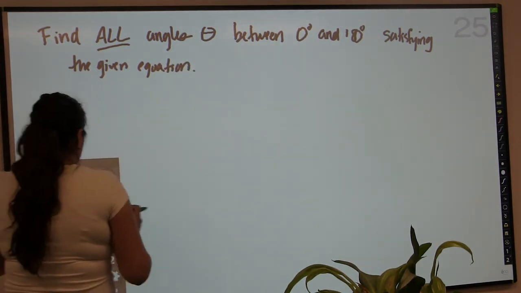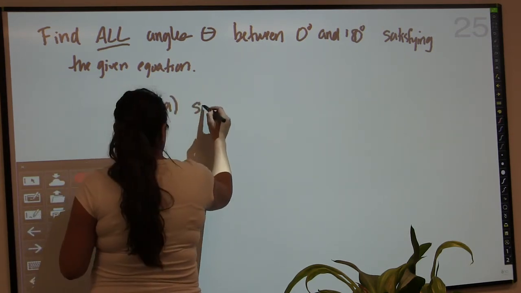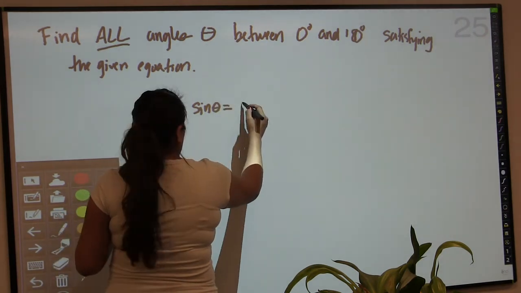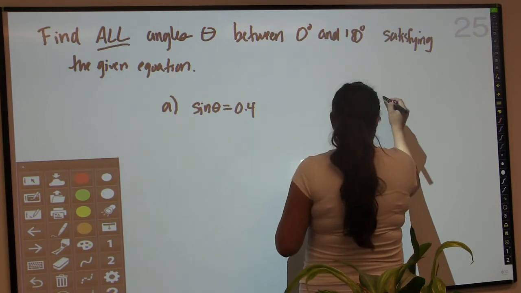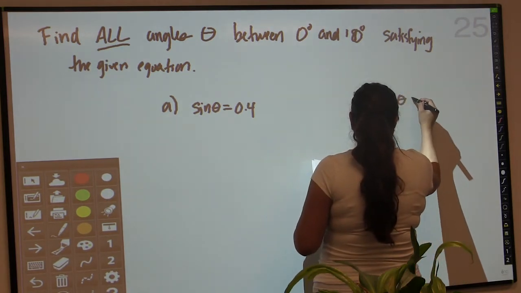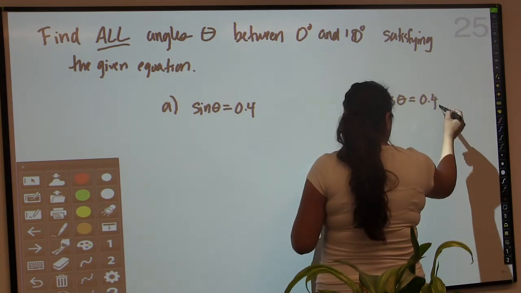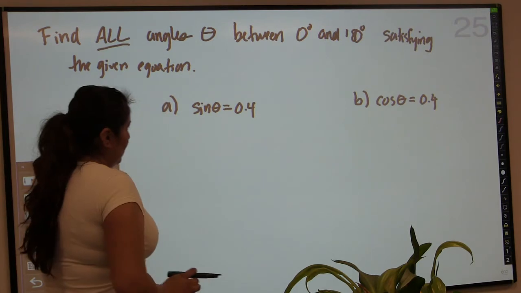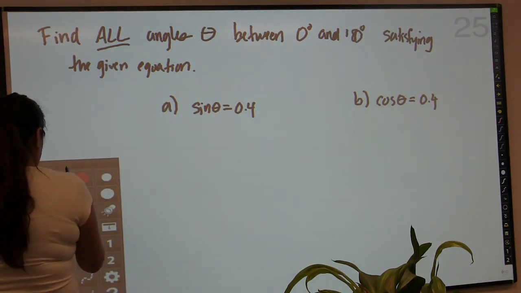Okay, so it seems pretty innocent. Here's A, sine theta equals 0.4. And then B will be cosine theta equals 0.4. Okay? So it might actually help for me to draw this out. So I'm going to do that for you now.